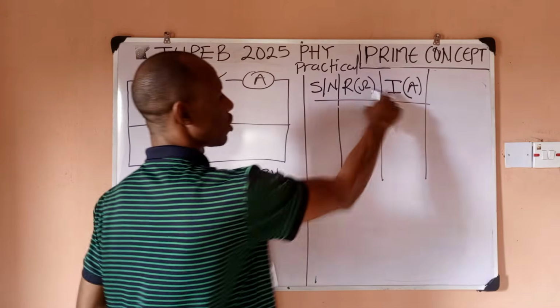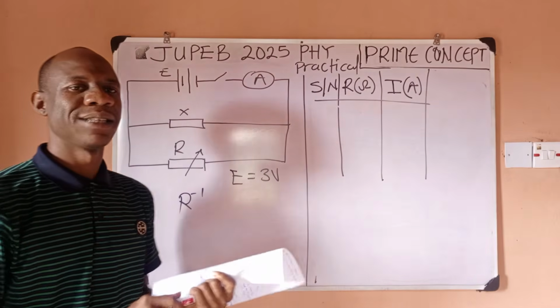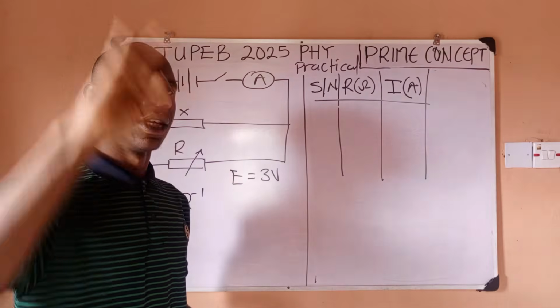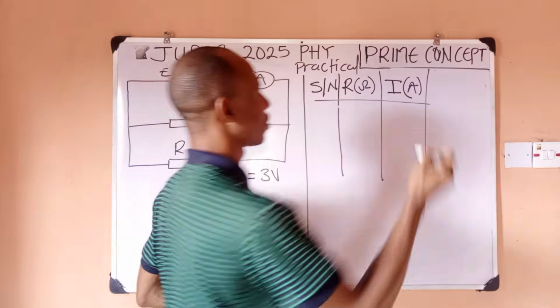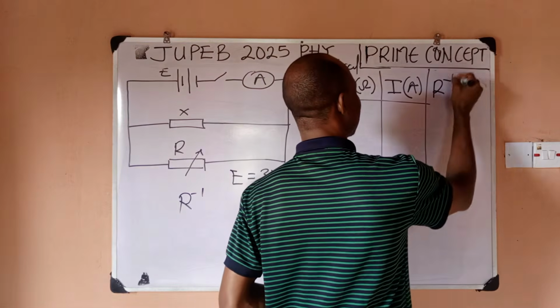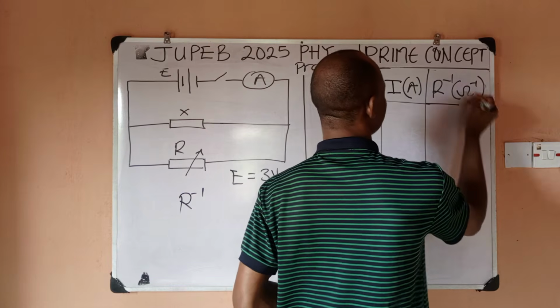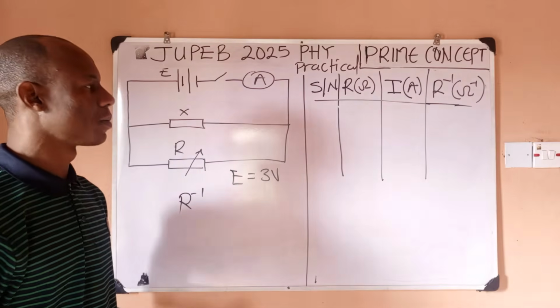Then after your measured quantity, which is I, the next is your calculated quantity. So what are the three things that should be on your table? Your varying quantity, your measured quantity, and your calculated quantity. They asked us to calculate R inverse, so this is a calculated quantity which is measured in per ohms. So these are the three things that should form our table.